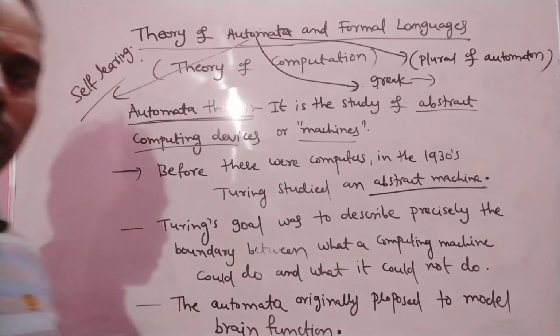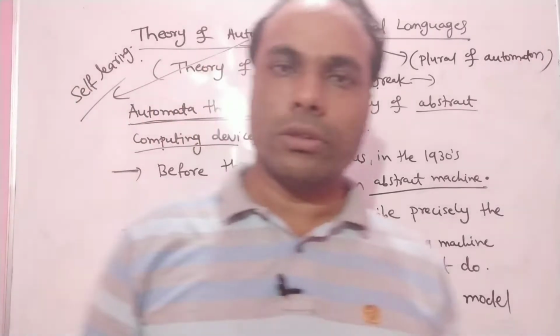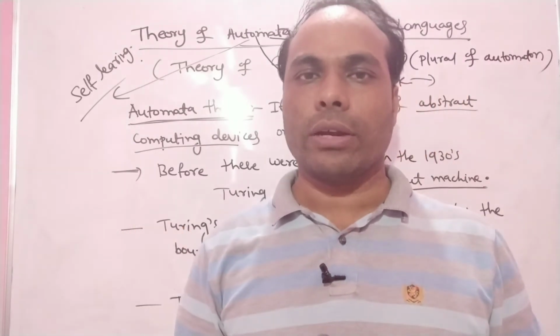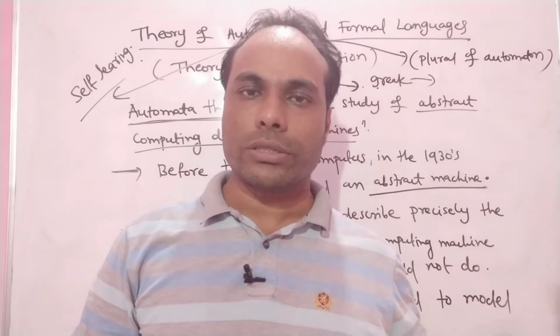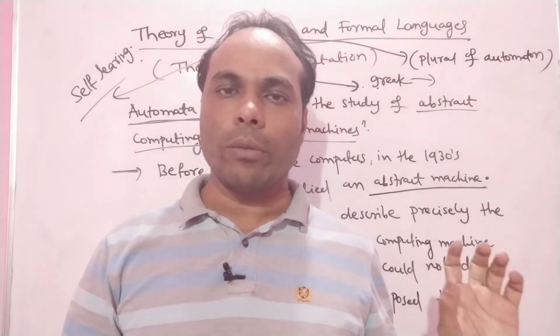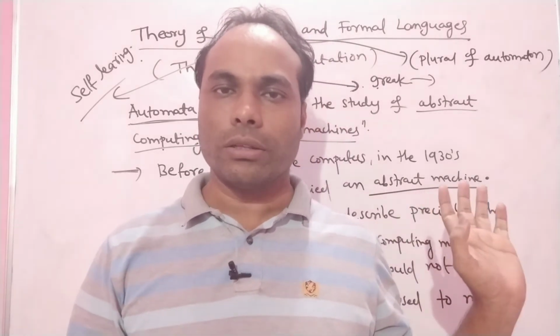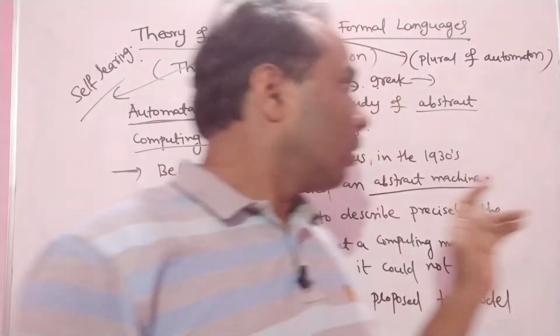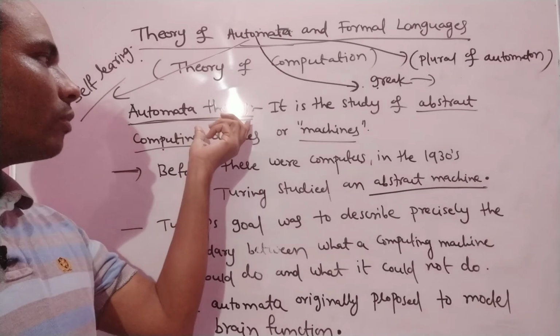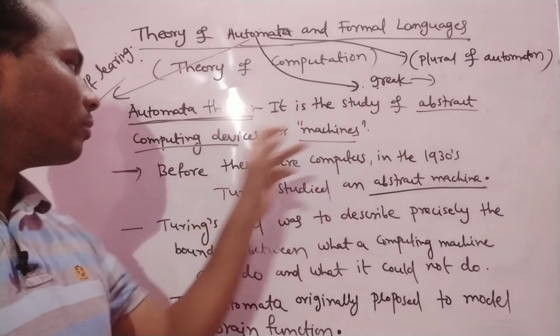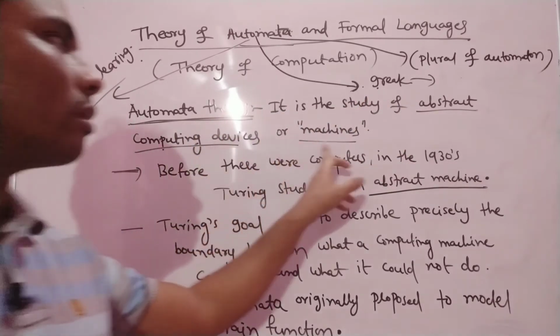Now we are going to see a brief introduction. What is this automata theory, what is the history, where exactly that study started, and what is the main motivation to study this subject. Everything we are going to see here. Actually, the meaning of automata theory is basically the study of abstract computing devices, or machines.